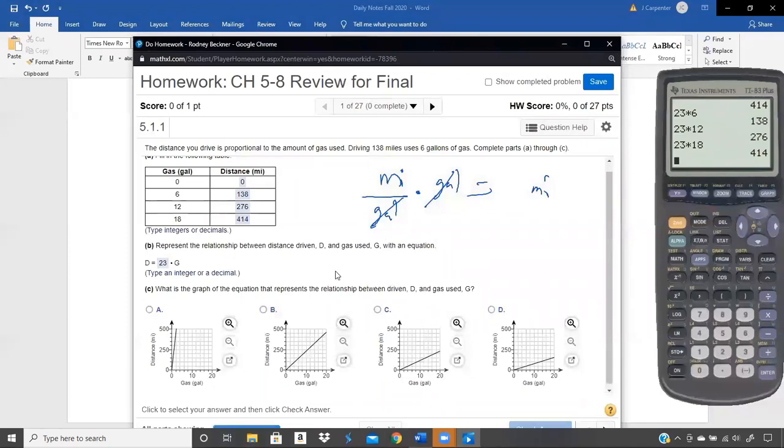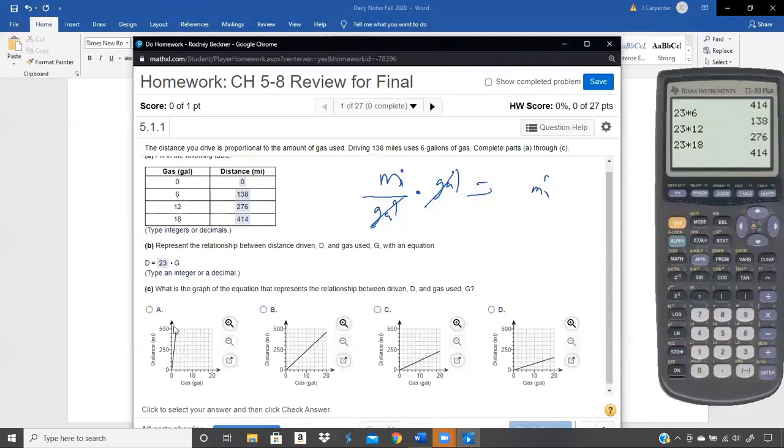Next up, what is the graph of the equation that represents the relationship between the distance driven D and the gas used G? So it's very important to understand independent versus dependent. The independent is the left side in this table, and independent always goes on the bottom. So gas, gas, gas, gas, those all make sense. What they could have done is have distance on the bottom. And while you could certainly make a graph with distance on the bottom and gas on the vertical, it would just be weird to do it that way.